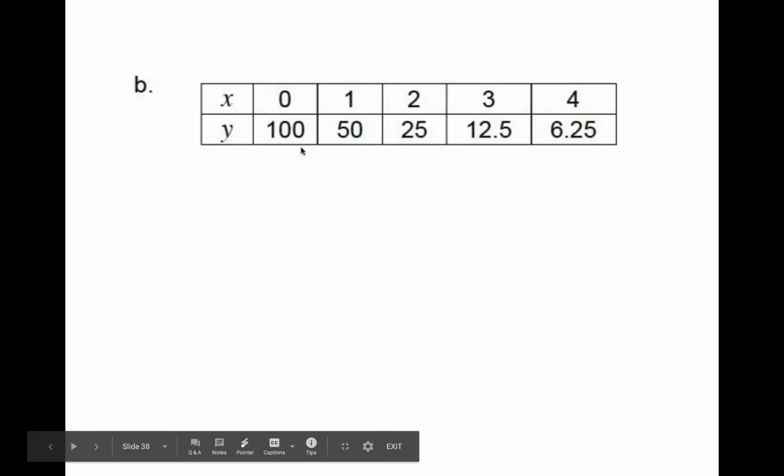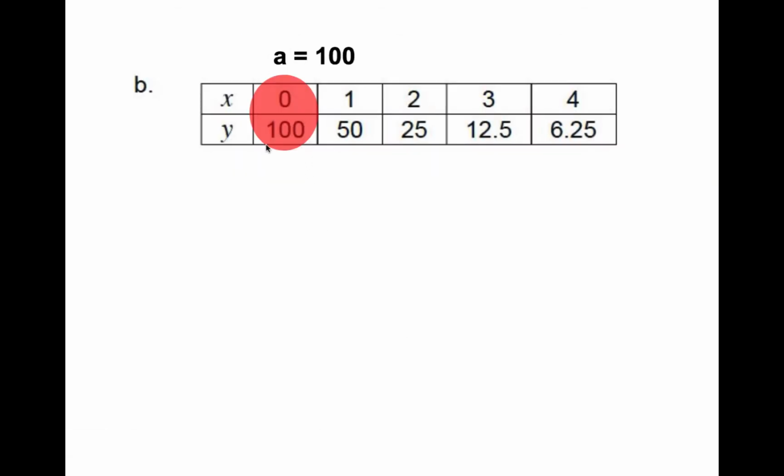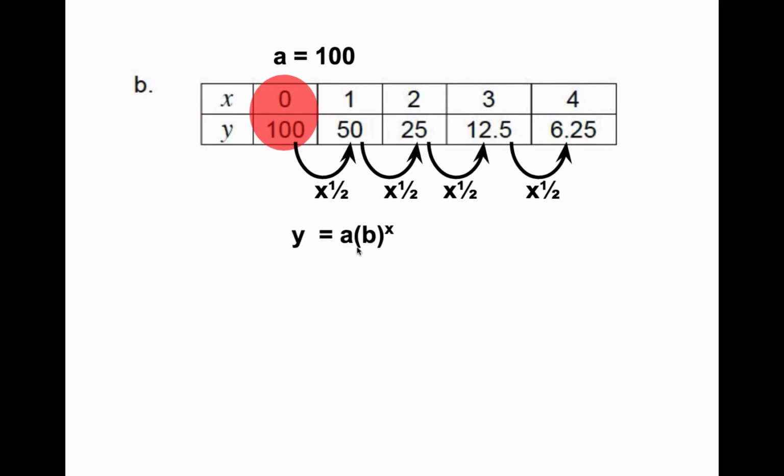All right, looking at this one, my y-intercept, my a value is 100. And then what is it getting multiplied by each time? That would be 1/2. So my equation plugging in a and b would be y equals 100 times 1/2 to the x power.